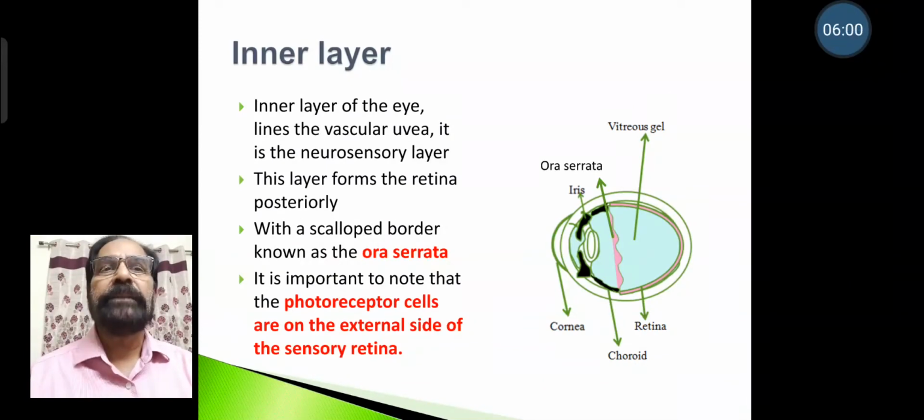We come to inner layer. Inner layer of the eye lines the vascular uvea, that is the middle layer. It is the neurosensory layer. It forms retina posteriorly. It has an anterior border, which is scalloped and is known as ora serrata. It is important to note that the photoreceptor cells are on the external side of sensory retina, not on the inner side.